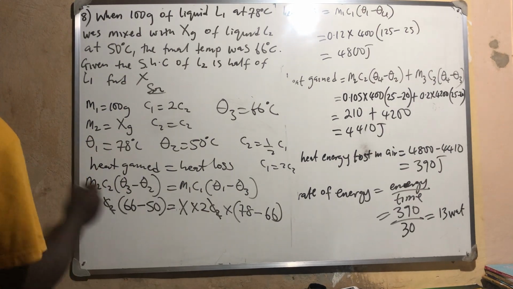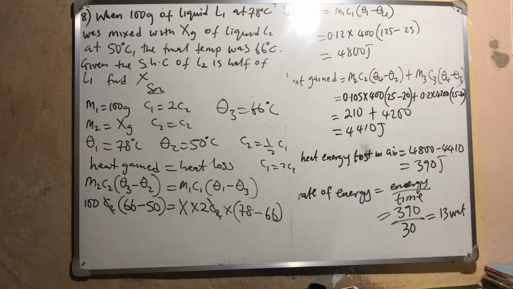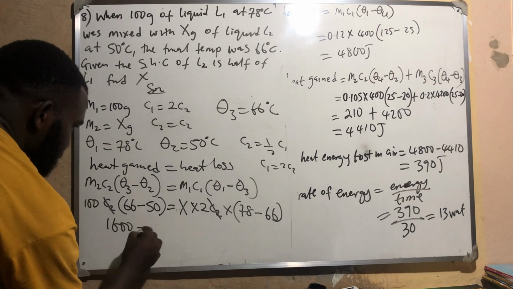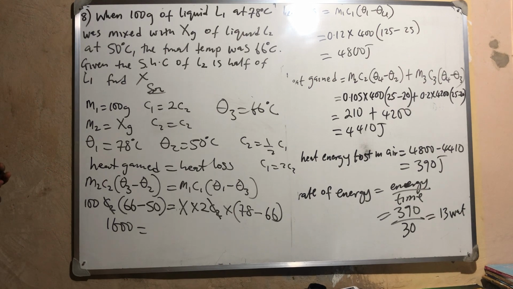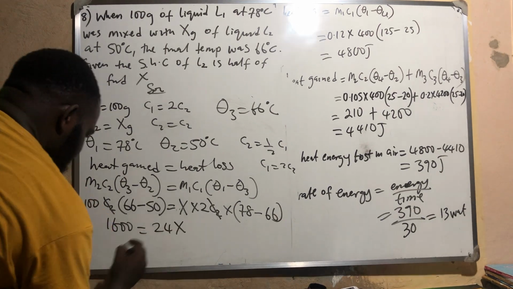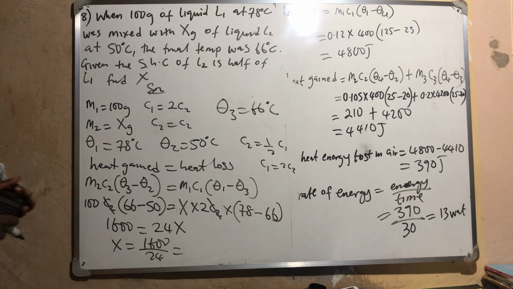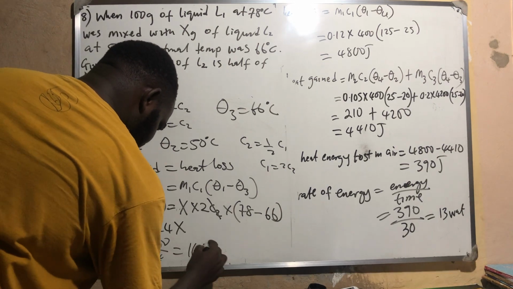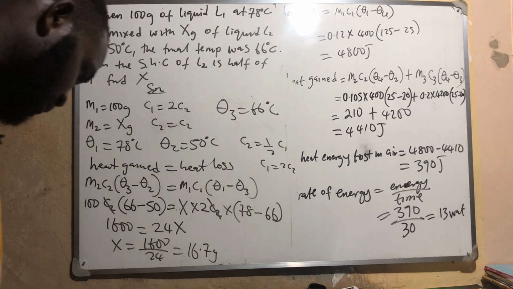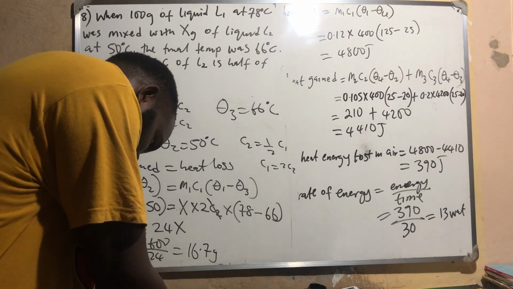So what do I have? C2 will cancel C2. So what do I have now? 66 minus 50, 16 times 100. I have 1600 is equal to 78 minus 66. I have 12. 12 times 2 times x. So what do I have? 24x. So my x will now be 1600 divided by 24. So what do I have? 1600 divided by my last answer. So I have 16.7 gram. So the answer is what? 16.7 gram.